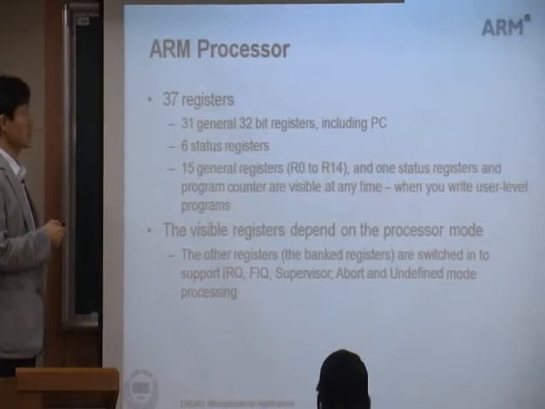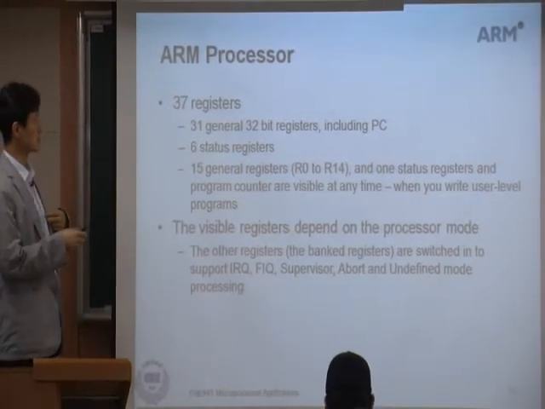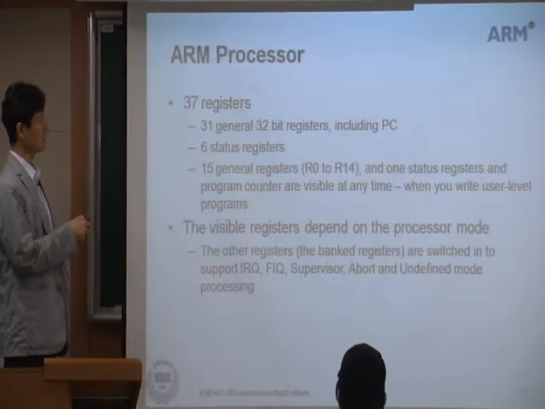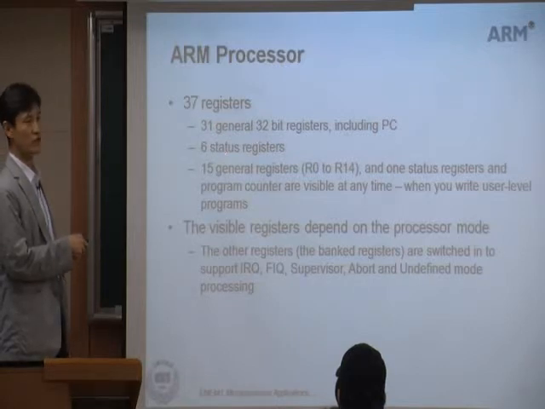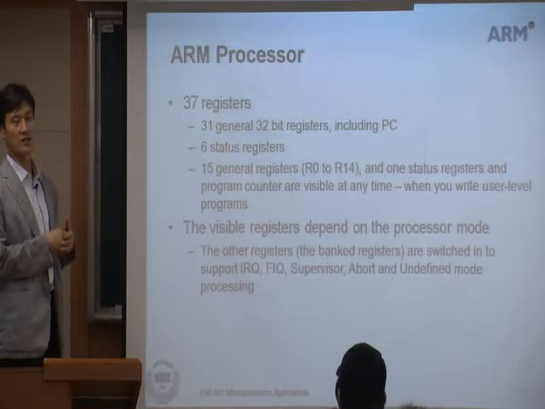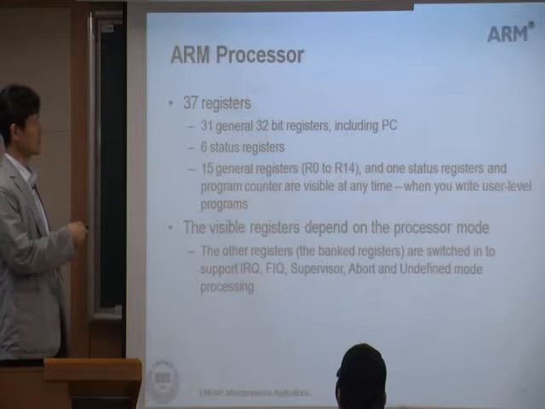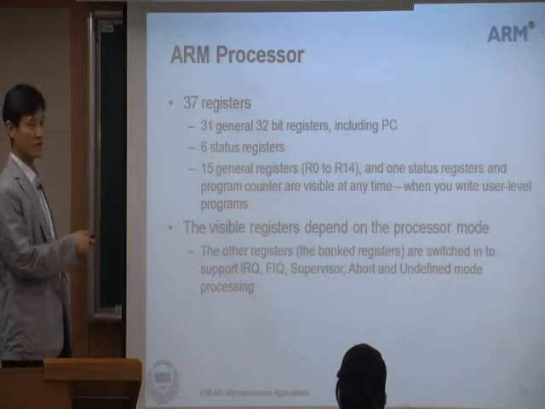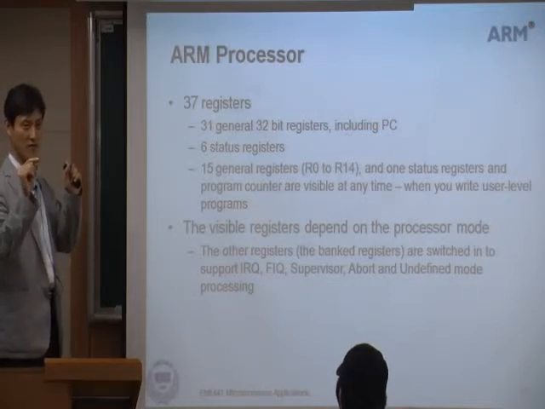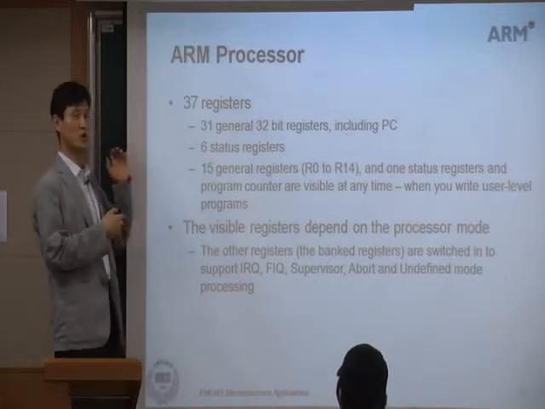This ARM processor has 37 registers. In our 8051, we have a number of registers, but in ARM processor there are a lot more. Out of these 37, 31 registers are general purpose. You can use them however you want. For us, we have R0, R1, R2, those generic registers. Same here, but each register is 32-bit, whereas in our processor we have 8-bit registers.